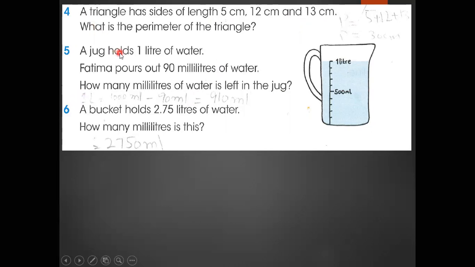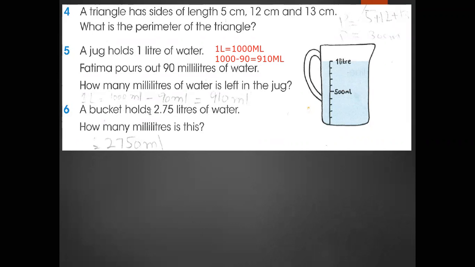A jug has 1 liter of water. Fatima pours out 90 milliliters of the water. How many milliliters are left? First of all, you need to do one thing that is most important. You know 1 liter is equal to how many milliliters? 1000 milliliters. So what do I do next? I just minus: 1000 minus 90 gives me 910 ml. So 910 ml left here.